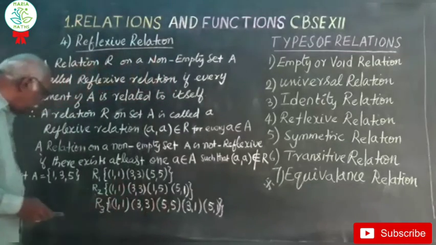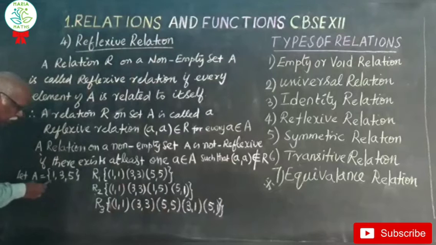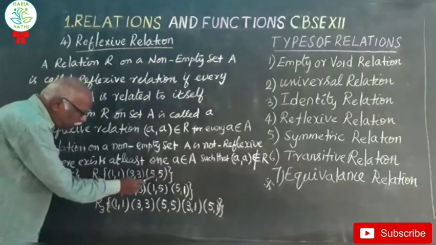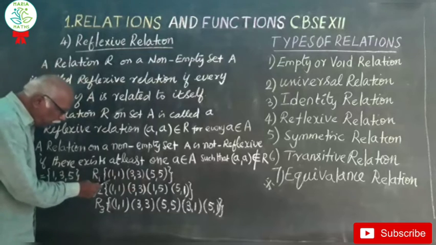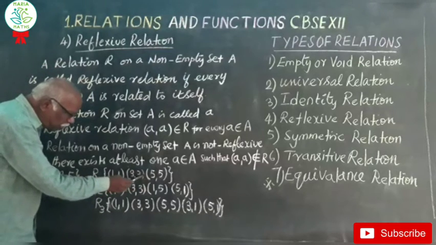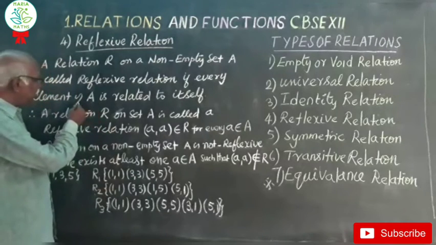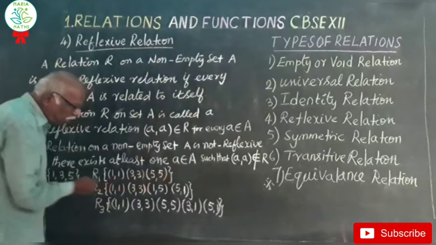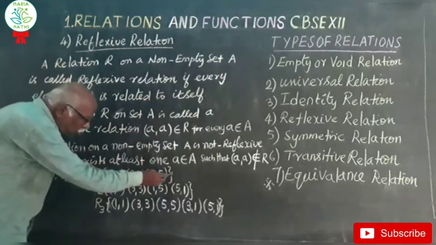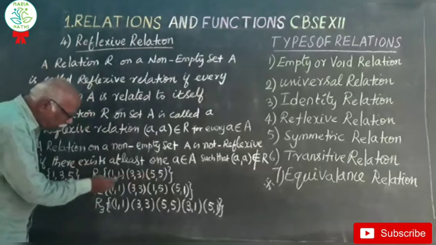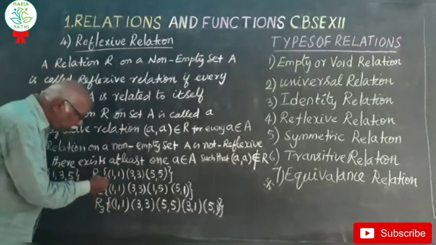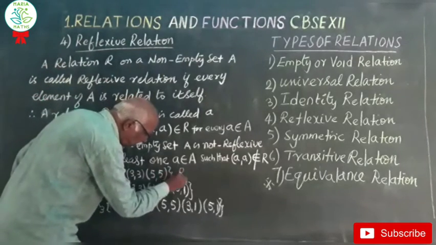Not true. Say an example. Consider the set A contains 1, 3, 5. R1 is the relation. We got three ordered pairs: (1,1), (3,3), (5,5). See, 1 is mapped to itself, 3 is mapped to itself, 5 is mapped to itself. Every element of A is related to itself. It is a reflexive relation. It is also an identity relation, because every element of A is related to itself only. Therefore, it is reflexive.